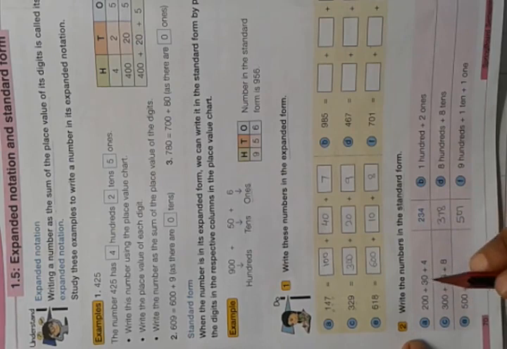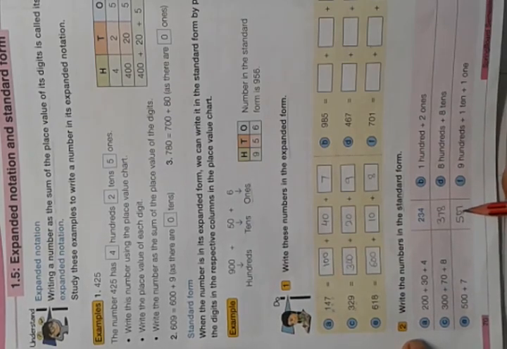507. So see here, 507. 5 is in the hundreds place, 7 is in the ones place. They didn't give the tens place here, so for that we have to write 0 in the tens place. 500 plus 7 is 507.